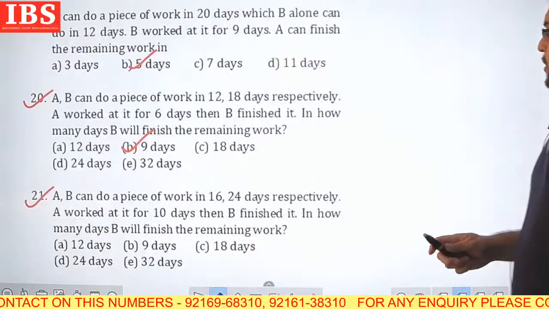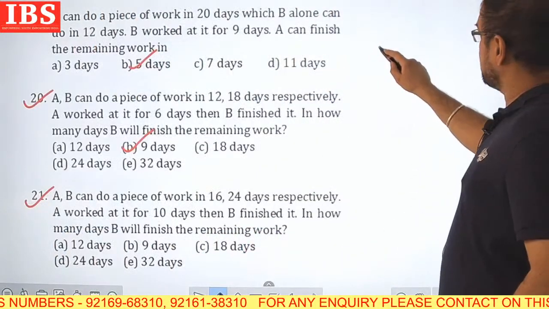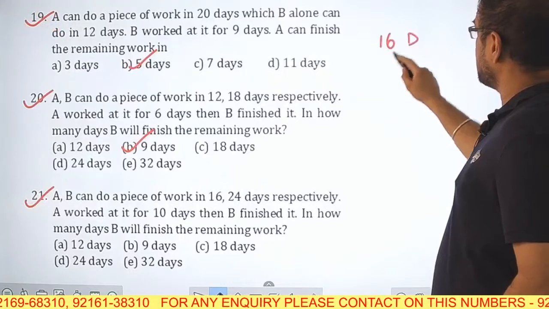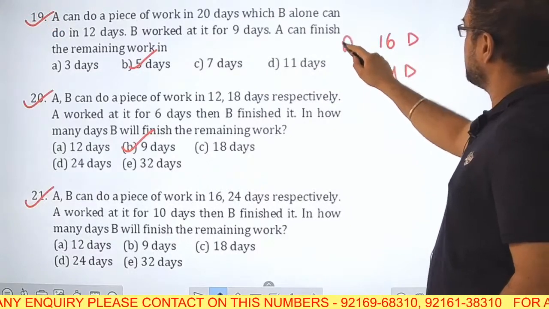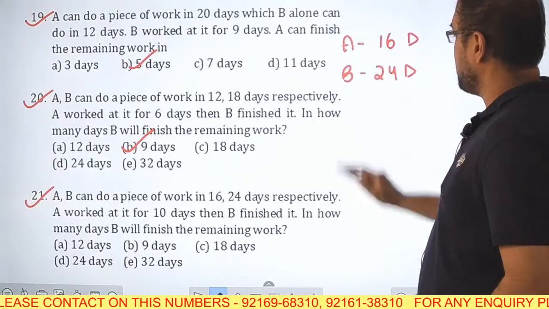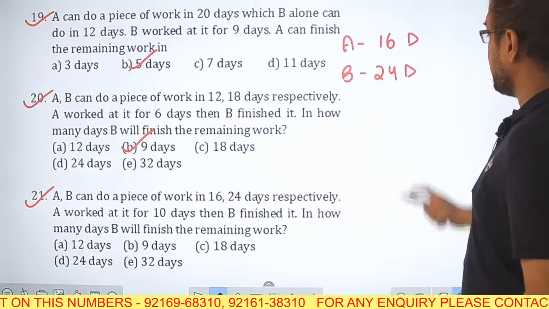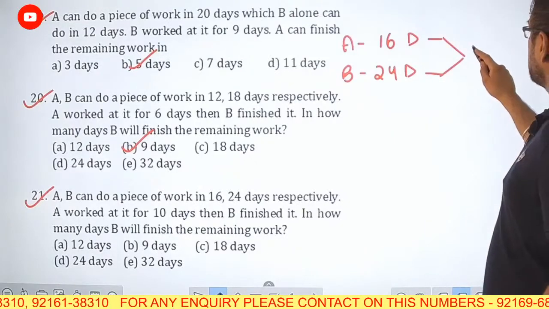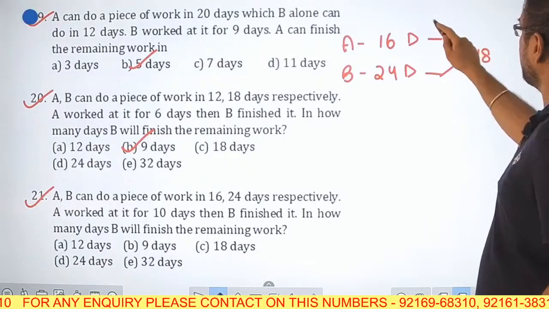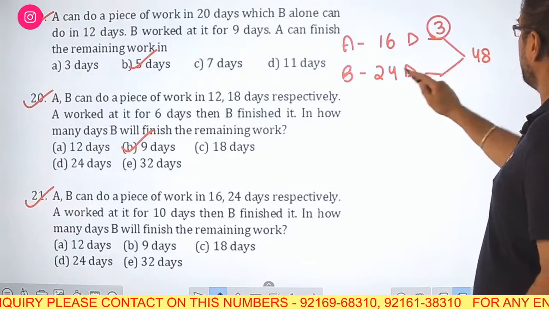Okay, so students, let us see the 21st question. A does the work in 16 days and B does the work in 24 days. Now A worked at it for 10 days, so the LCM of these two is 48. So 48 divided by 16 is 3 and 48 divided by 24 is 2.